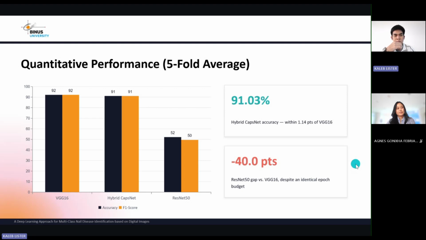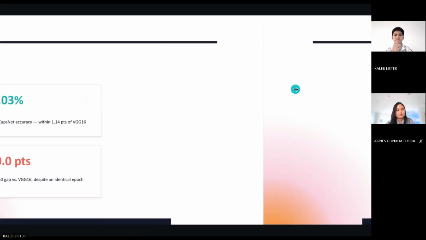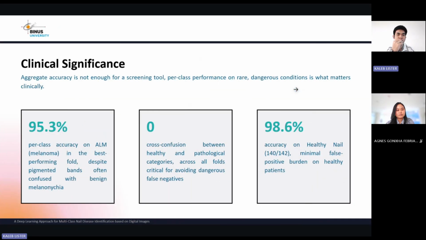As you can see, the gap between hybrid capsule net and VGG16 is actually quite small, only about 1%. Even though their underlying mechanisms are very different, their performance is nearly equal. Meanwhile, ResNet 50 has a gap of about 40 points from VGG16. Even though it was trained with exactly the same training budget, our ResNet 50 fine-tuning configuration was not deep enough. Now, let's look at the clinical significance of our hybrid capsule net results.